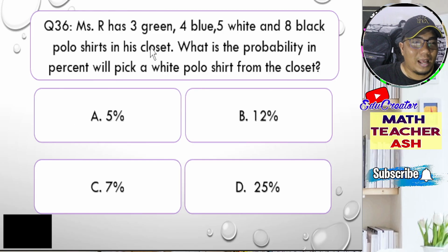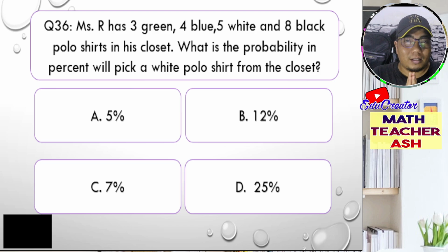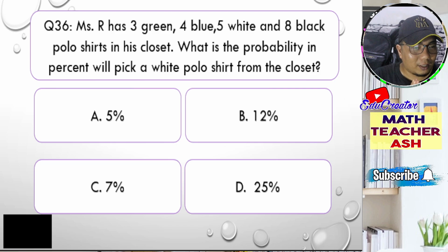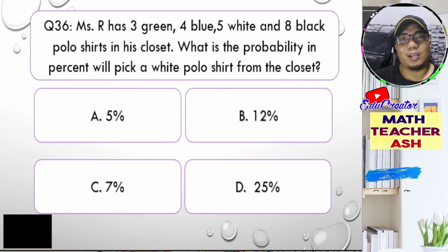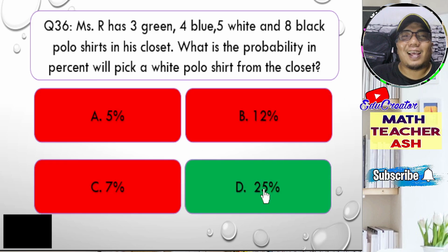Okay, math learners. Now, let's first add all the number of polo shirts Mr. R has. So, we have 3, 4, that is 7, 7 plus 5, that is 12, 12 plus 8, that is 20. Okay, so now we are talking about 20 shirts here, but the focus here is white. So that is 5 out of 20. If you simplify that one, 5 over 20 is basically 1/4. And in percentage, 1/4 is equal to, right, very good, that is 25%. So the correct answer is letter D.